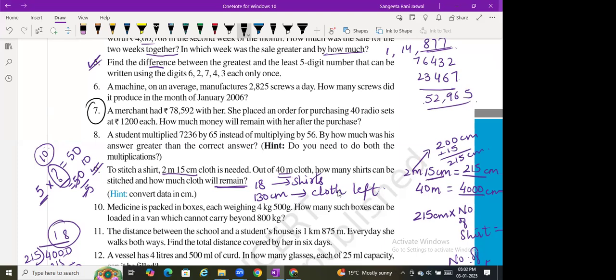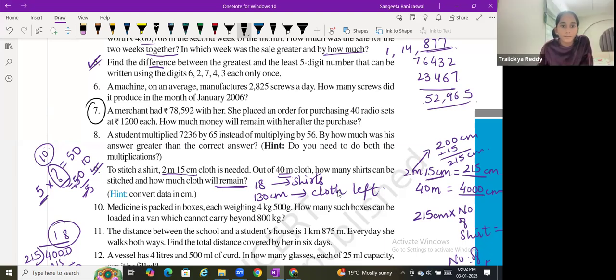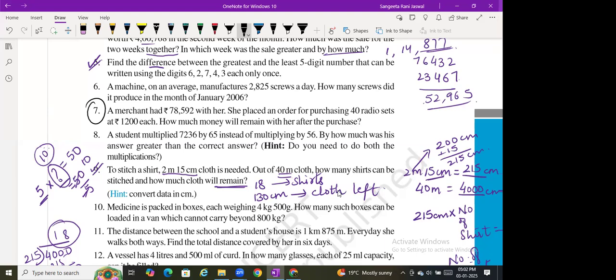First you will find the total cost of all the radio sets and then you will subtract it. Yes, ma'am. Please start doing. Then I'll show you the international and Indian system. I'll explain that once again, as Trilokya has a doubt in that. You didn't tell me first.